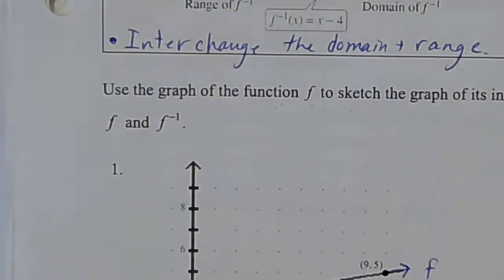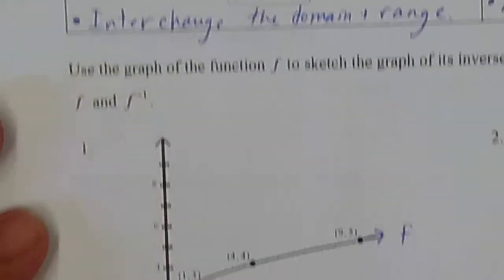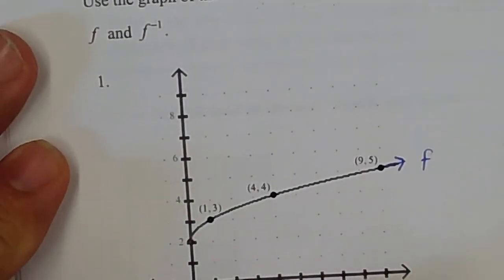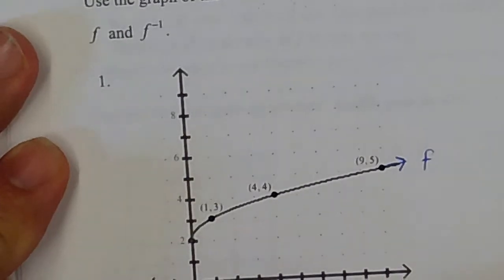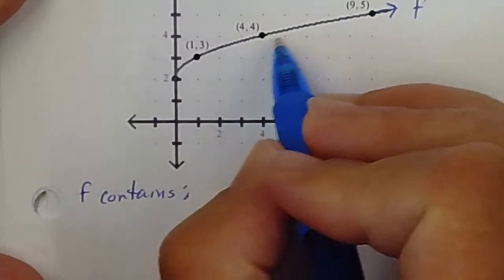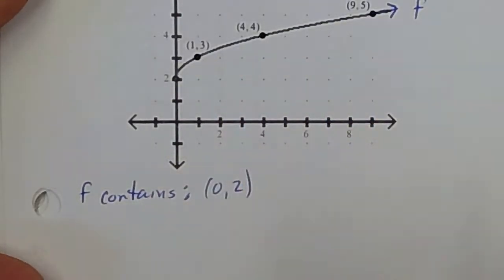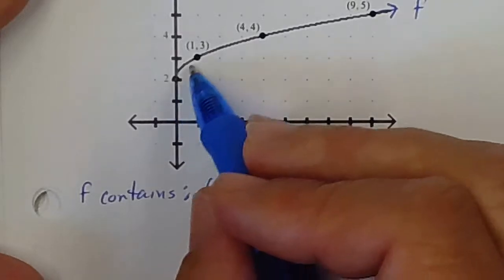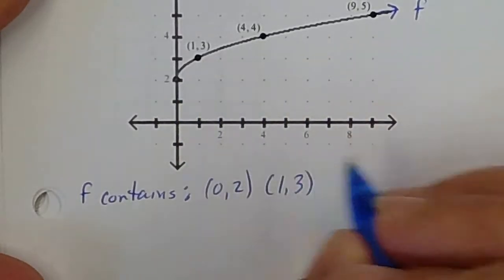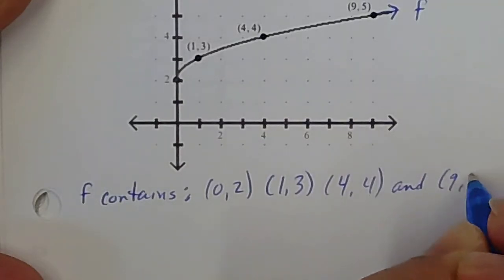Okay? All right, so here's how we'll use the graph of f to get its inverse. Quite simply put, if we just remember that the domain and range interchange and the x and y interchange, that's usually enough to figure this out. So let's be real specific on this first one. Function f contains, there you go, you can see now. F contains what? Well, we can just pick these off from the graph. It contains the point 0, 2. It contains the points 1, 3, 4, 4, and 9, 5.